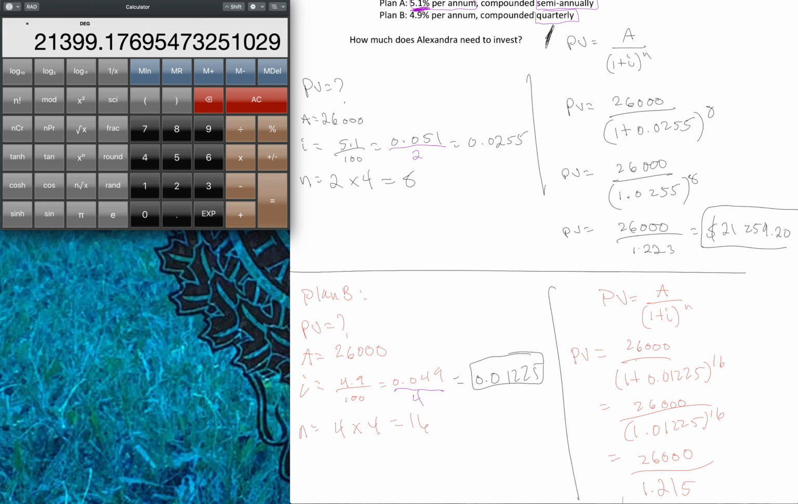At least breaking the interest or the number of compounding periods down allows you to make an informed decision, right? Which is what we're trying to do. Okay, let me know if you have any questions.